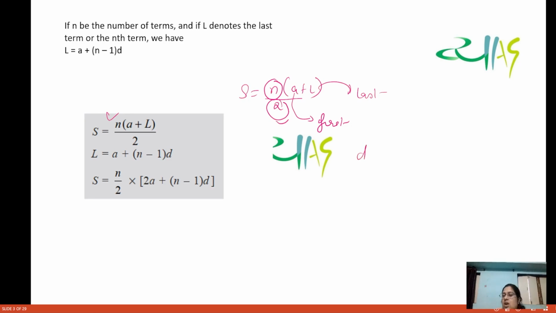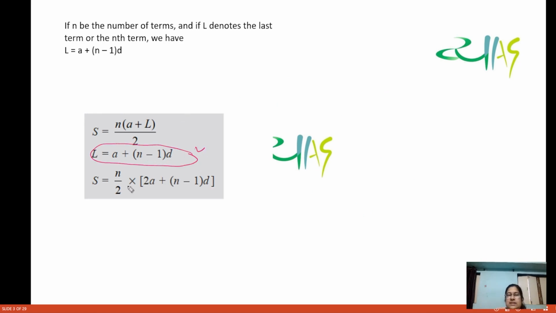So if you don't have the common difference, but you are given the first term of the AP, the last term of the AP, and you know the number of terms in the series, you can definitely find the sum. Here you don't need the common difference. Sometimes you are given the first term and last term and not the common difference, and still you can find the sum if you know how many terms there are. Now this l, I already told you, is the last term.